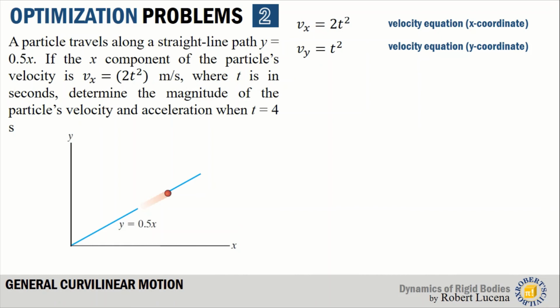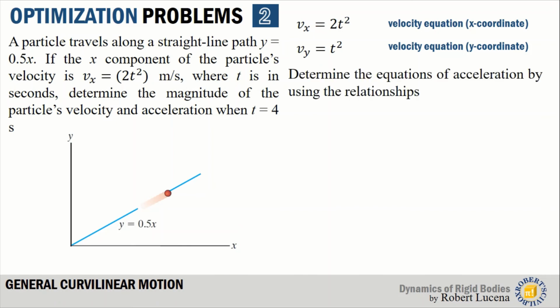So we have the velocity. Now our next objective is to get the acceleration. Since we have velocity about x and velocity about y, it is convenient for us now to get acceleration about x and acceleration about y. So this is simply by getting the derivative of Vx. So Ax is the derivative of Vx and Ay is the derivative of Vy.